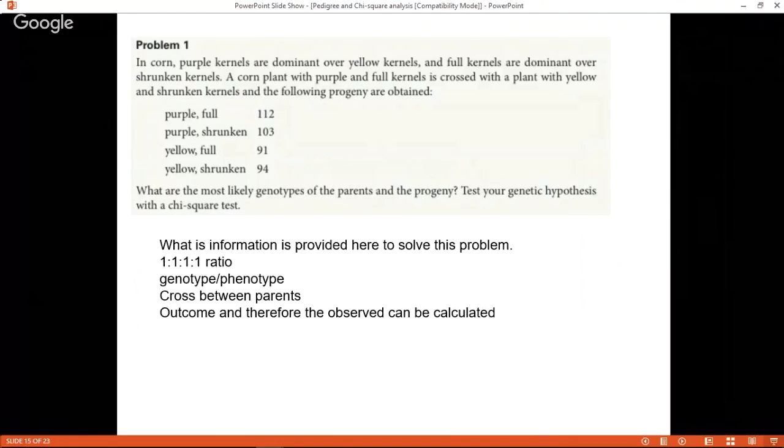Now we need to see what information is provided here to solve the problem. So the information we already have, you can see from the observed that they're very close together. So you already know that's going to be a 1 to 1 to 1 to 1 ratio, or 100%. They give us the genotype, the phenotype, they give us the cross between parents, and they give us the outcome, and therefore our expected can be calculated.